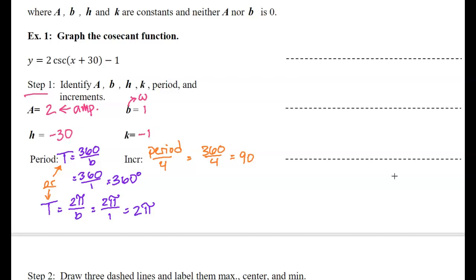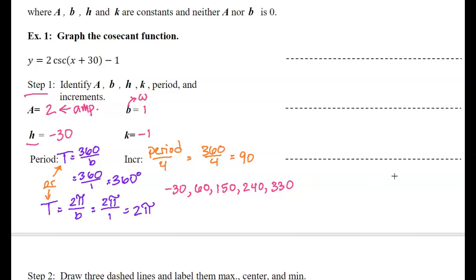After we found the tick mark width, before we started graphing, we found the rest of the tick marks. We do this by taking the starting point, which is always our H value, and adding 90 degrees each time. So negative 30 plus 90 is 60. Plus 90 is 150. Plus 90 is 240. Plus 90 is 330. And we only need 5 because there are 5 major tick marks in any sine or cosine graph.